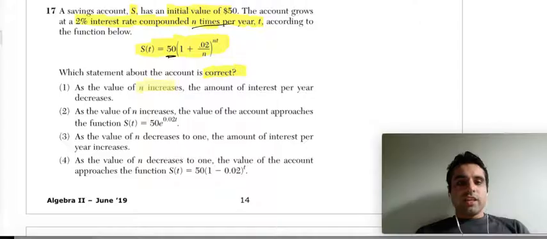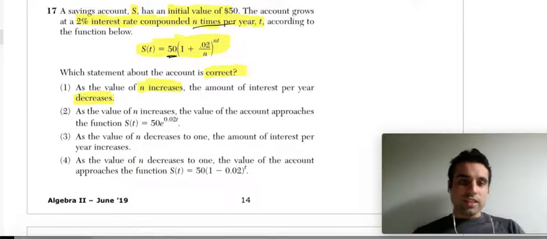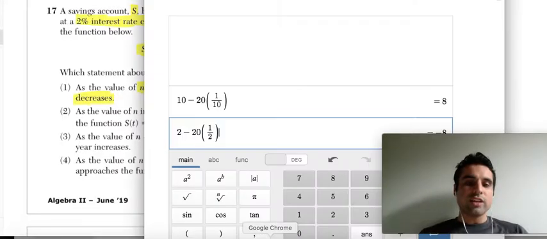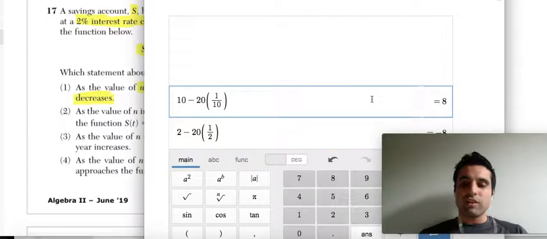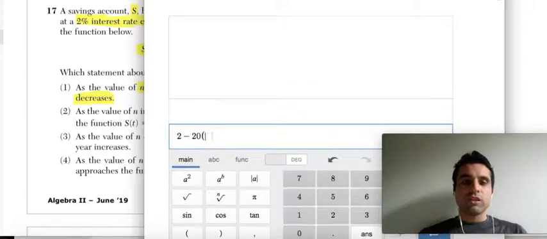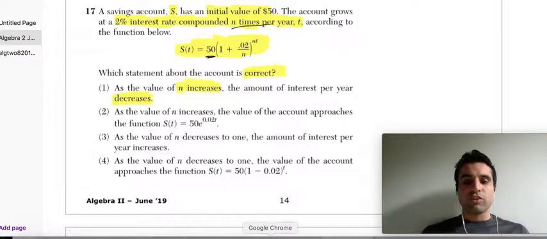As the value of n increases, the amount of interest per year decreases. That seems like it would be correct, right? Because you're thinking, if n increases, then the value of 1 plus 0.02 over n has to decrease. But because we're raising to the nt power, that n is also in the exponent. If you're raising to a higher power, the amount of interest will actually increase. That's what's known as the effective interest rate. The more frequently you compound, the higher the actual interest rate. The effective annual rate increases. There's more interest the more frequently you compound.